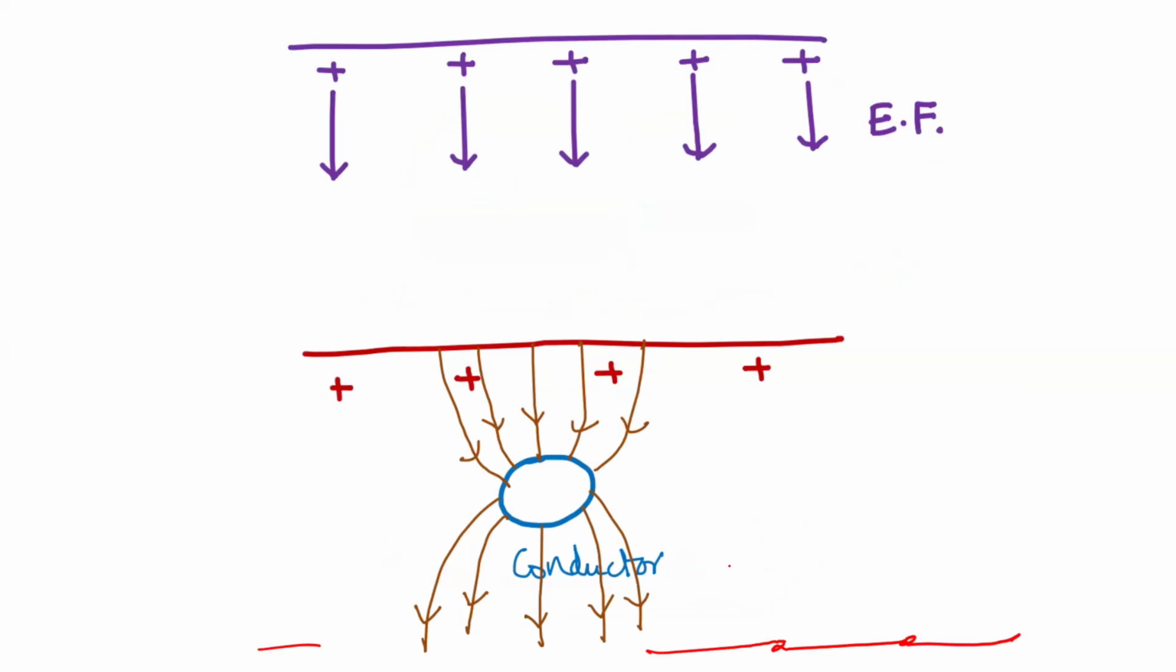Similarly, if the field comes out of a parallel plate conductor, the fields will come out in this manner. If we are placing a conductor near a parallel plate, the field direction will be like this. So this is basically the direction of different field lines and different properties.